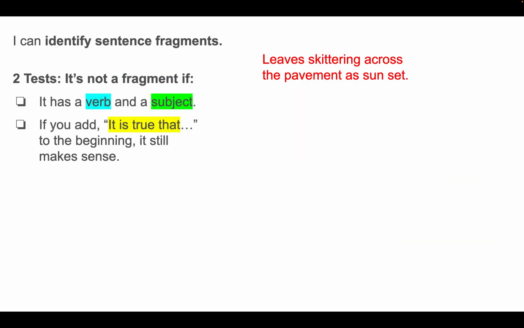Leaves skittering across the pavement as the sun set. Let's look to see if this has a verb and a subject. Leaves is a noun, and skittering is an action. So it seems like we've got a subject and a verb, but when I read this, it seems like something might be missing. So I'm just going to mark this with a question mark. I'm not 100% sure if this is really a subject and a verb or not. Let's move on to the next test to see if that helps us out any.